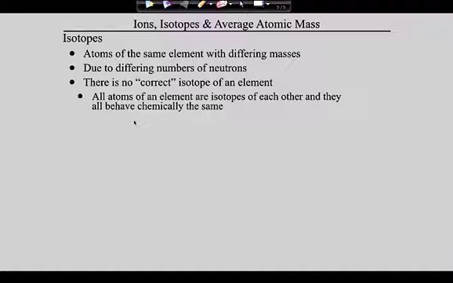So guys, are we okay with this concept of isotopes? They're atoms of an element with different numbers of neutrons and therefore different masses, understanding that there isn't a correct isotope, that these are all isotopes of each other. It just means they have different masses. You guys good? All right.